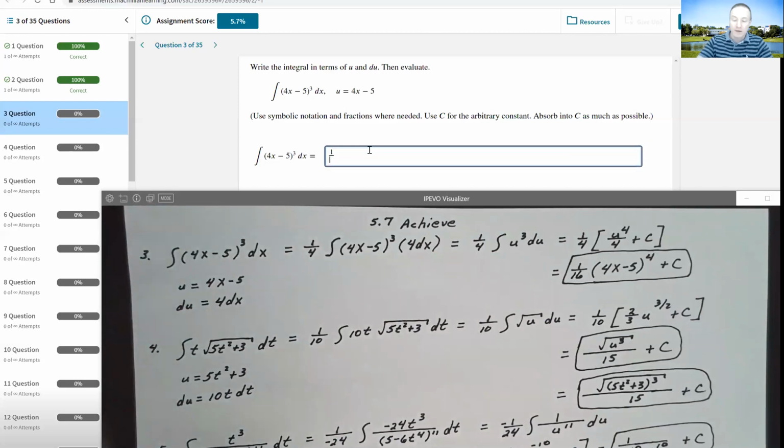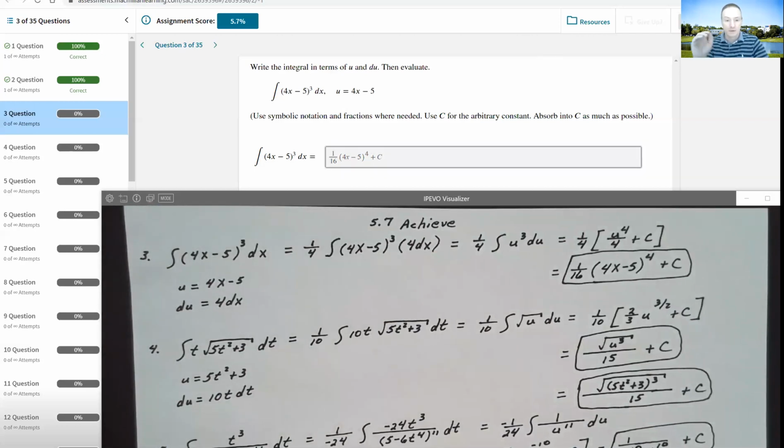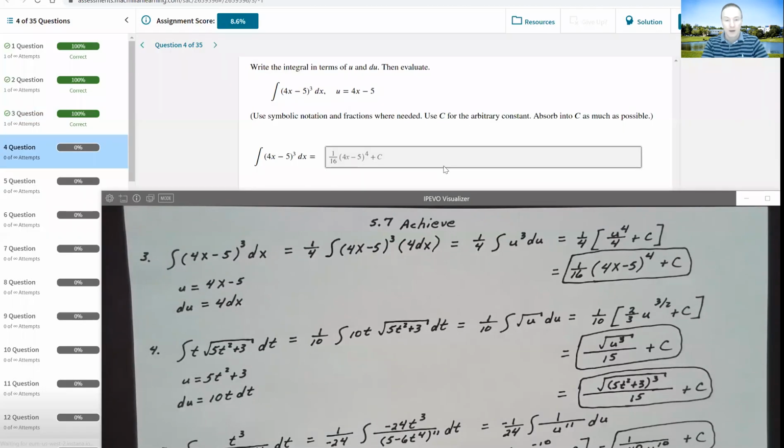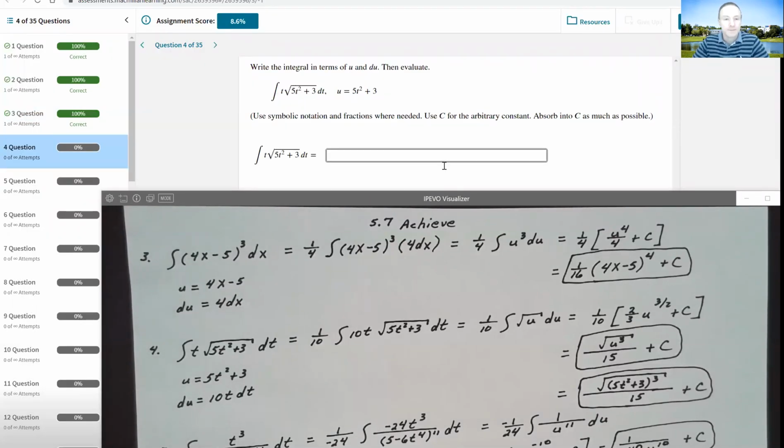We'll check this out here. I have the 1/16 times the group, and then it's 4x minus 5. Make sure I type it in rightly. And I'm going to raise that to the 4th power plus the constant of integration, plus c. So now when I check that answer, as you can see, it is correct. I'll go on to the next question here.